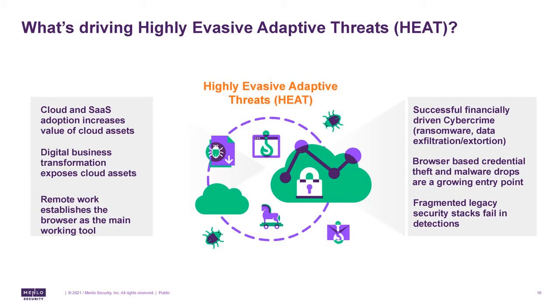What's driving this change? Obviously, on the left-hand side, we see some reasons why attackers are looking at ways to do different things. They understand organizations they're attacking are moving a lot of things to the cloud. This digital transformation is exposing a lot of those assets that are out there, and they're trying to take advantage of that. They also understand that this remote workforce is using the browser as their main working tool. So they've looked at how to exploit that as the tool and get bad things in there.